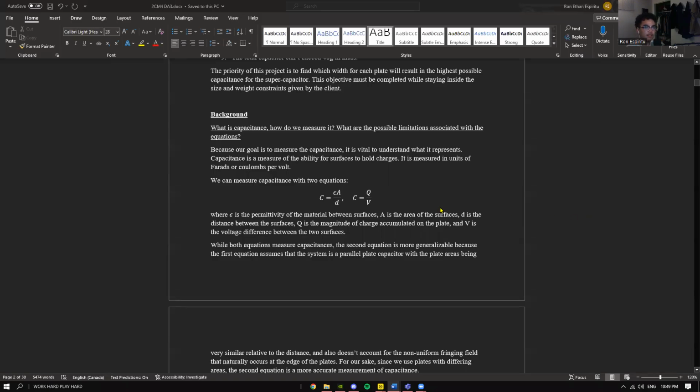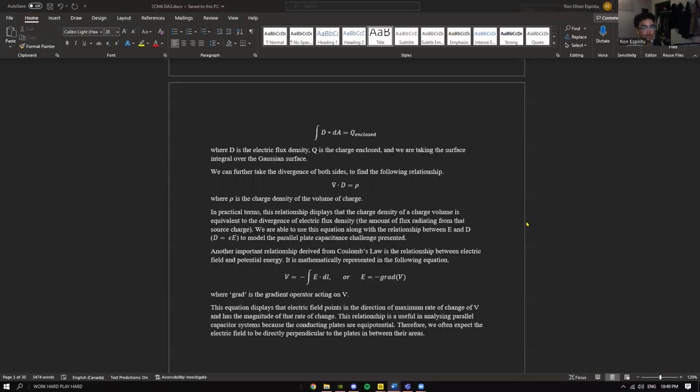We simulate the capacitance of our model to be equivalent to the charge on the conducting plates divided by their voltage difference. We also use this relationship, which incorporates the permittivity, plate area, and the separation, to verify our model. However, this equation does not account for a fringing field and differing plate areas.